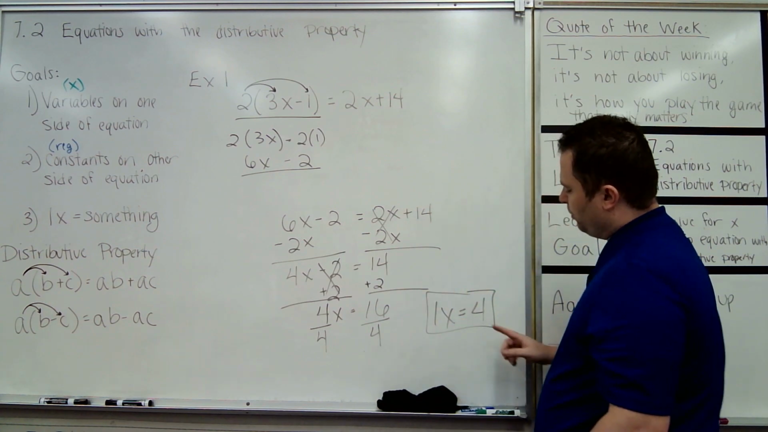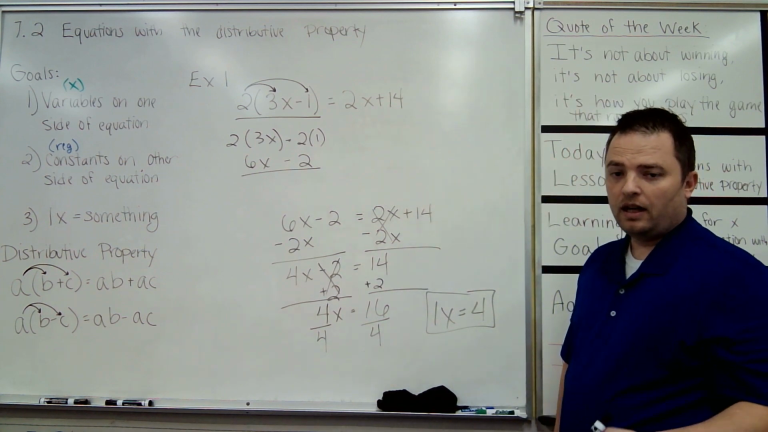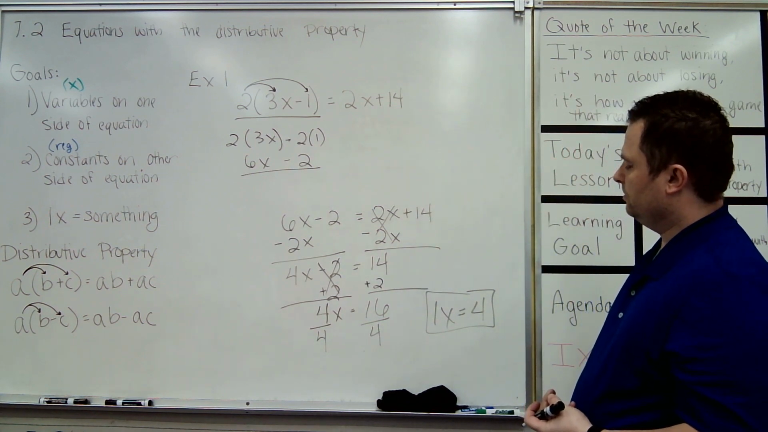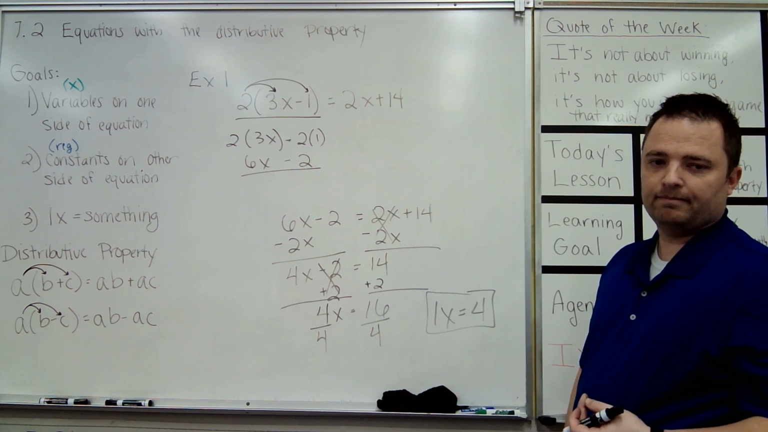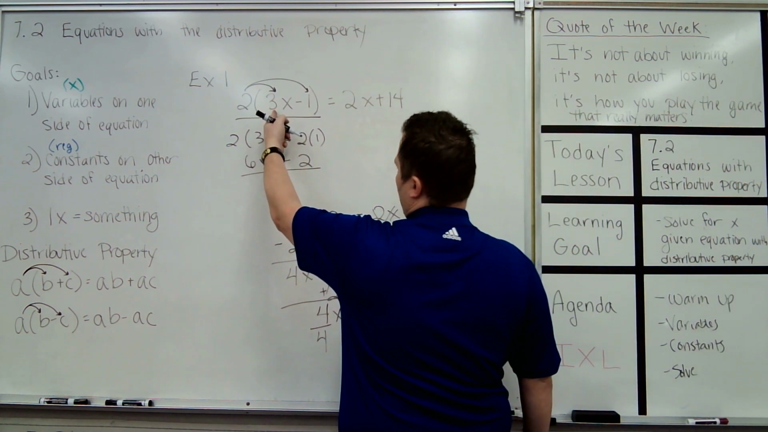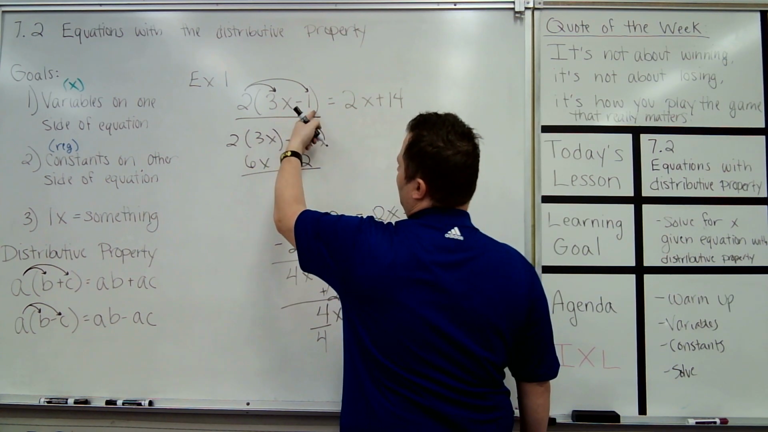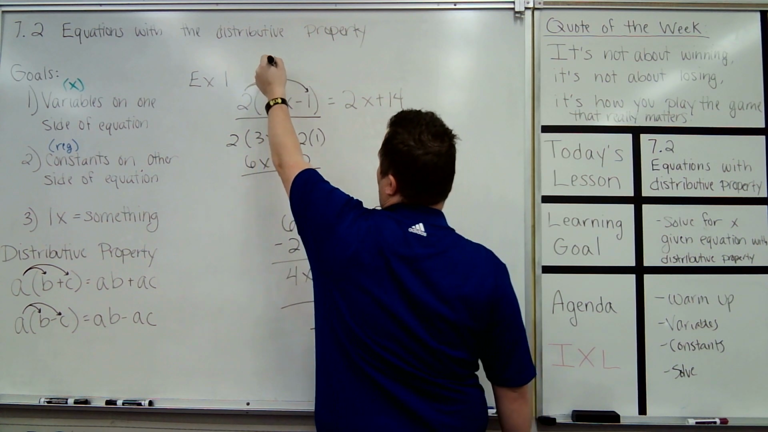What this is saying is when x is equal to 4, both sides of these are equal. And we can check our work. Okay? X is equal to 4. So 3 times 4 is 12. 12 take away 1 is 11. 11 times 2 is 22.